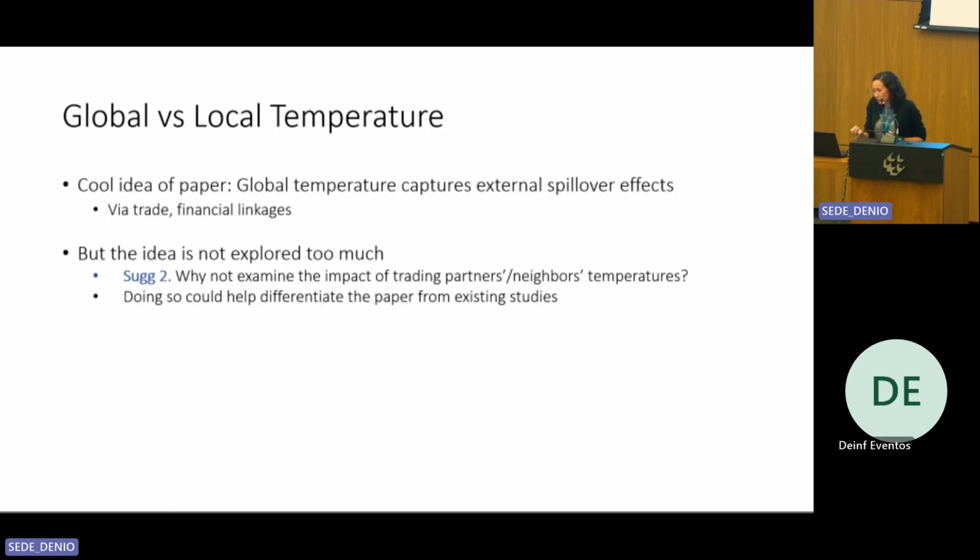I think doing this exercise, in my very humble opinion, could differentiate your paper a lot from all this other work. There's a lot of work on this, so it's going to be important that you differentiate very well from the existing literature.